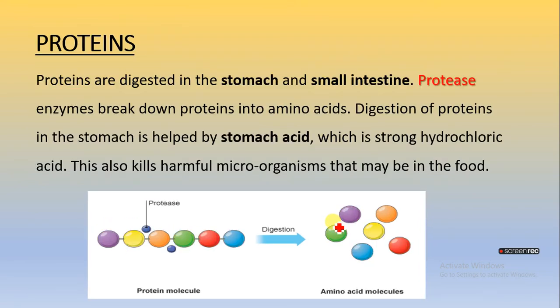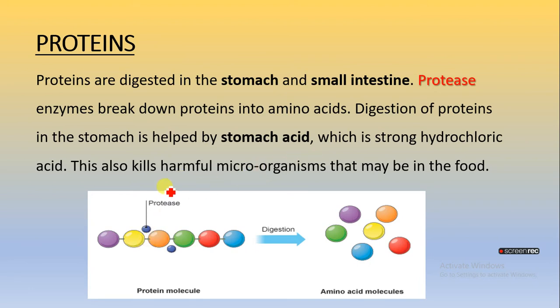So next is protein. Proteins are digested in the stomach by the enzyme called pepsin, as I stated earlier, and in the small intestine. Protease enzymes break down protein into amino acids. The digestion of protein in the stomach is assisted by the stomach acid, which is a strong hydrochloric acid. This acid also kills harmful microorganisms that can be in the food. So here it is simple: you see the bond holding the protein molecules together. Now, if you study our video on healthy diet and malnutrition, I explain this bond in detail.